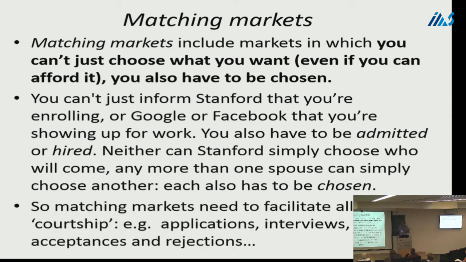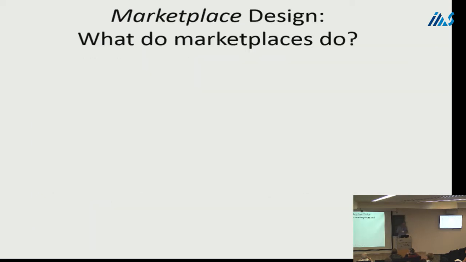And labor markets are like that too. You can't just decide you want to work for Google. You have to be hired. And so these are markets that have all these other institutions than just price clearing to help clear the market. And so they're a lot like marriage. There's courtship on both sides. You can't just choose your spouse. You also have to be chosen.